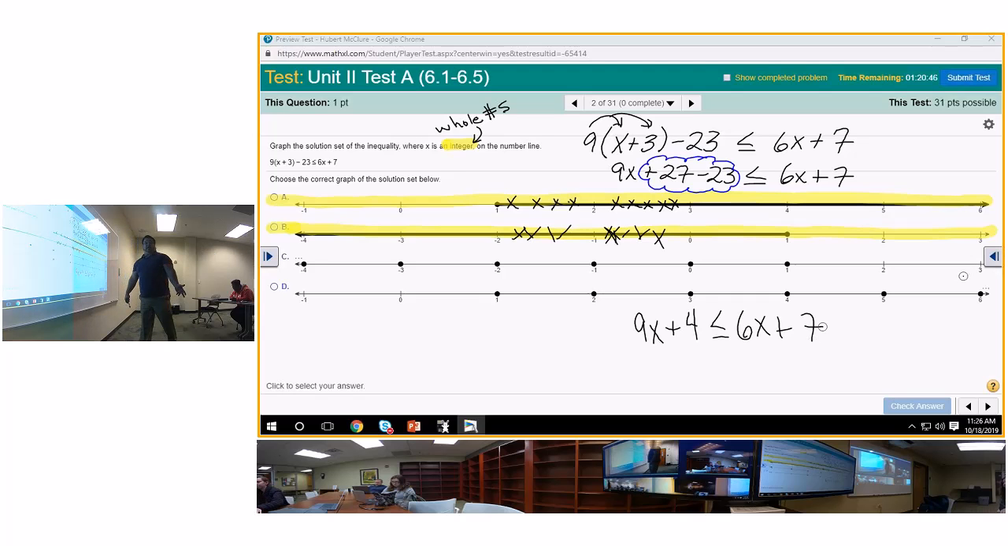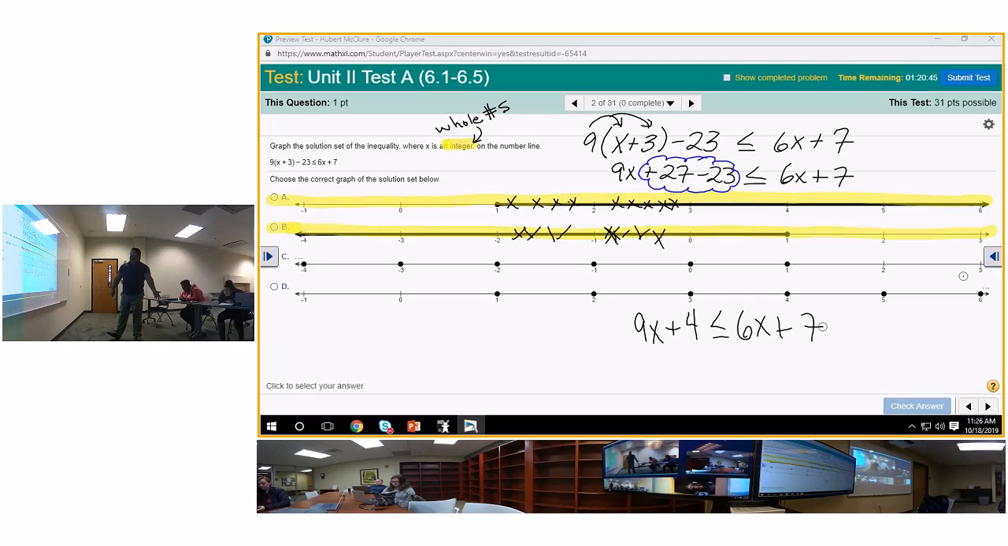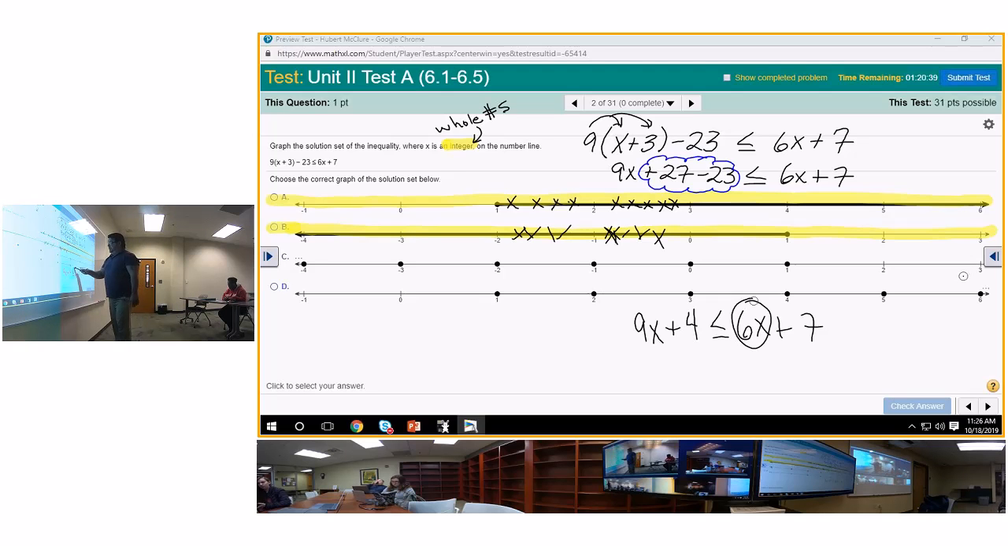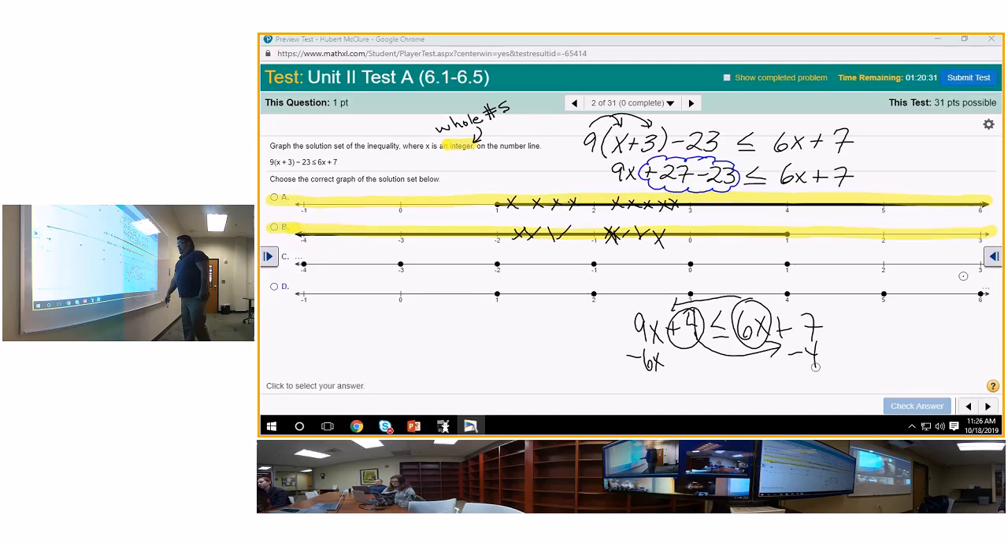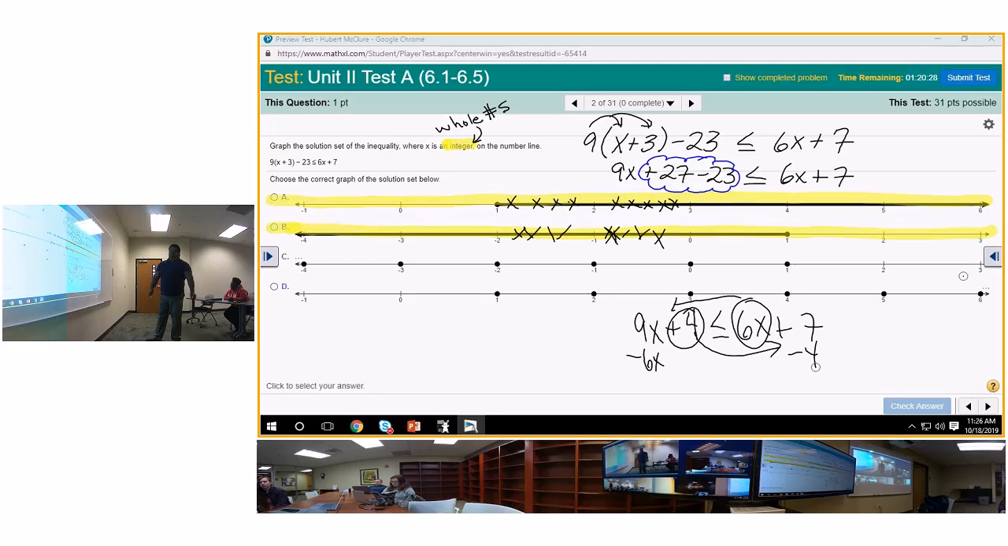Now we're going to focus on the x because that's all we care about. Which one's smaller, 9x or 6x? So I'm going to take 6x across the river. So I want to keep the variable positive. Take the 4 across the river. I don't care about the number. All I want is the x to be positive. And that gives me 3x is less than or equal to 3. X is equal to what? 1. Or not, x is less than or equal to 1.